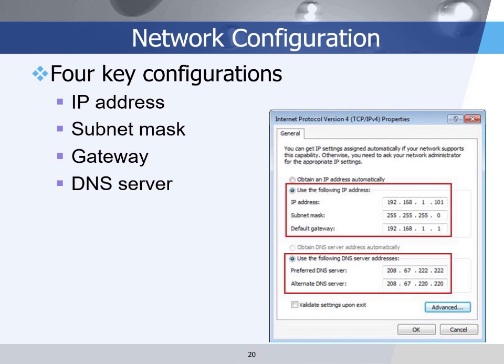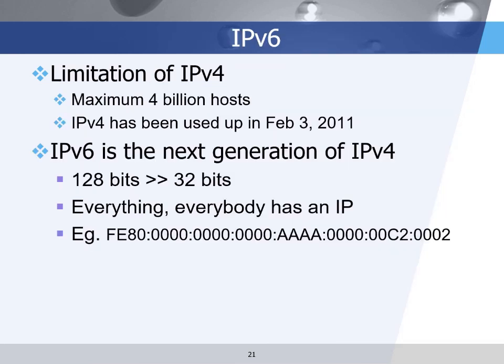And usually for a TCP/IP network, you need some network configurations. And there are 4 key configurations: the IP address, subnet mask, gateway, and DNS server. And here is the Windows network configuration. So we have the IP address here and the subnet mask here, and also the gateway and the DNS server IP.